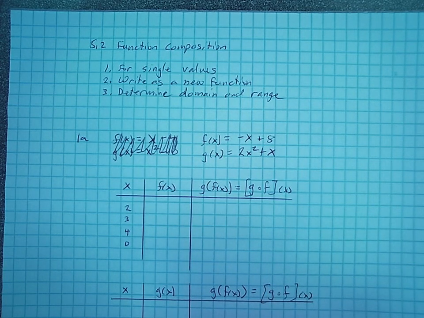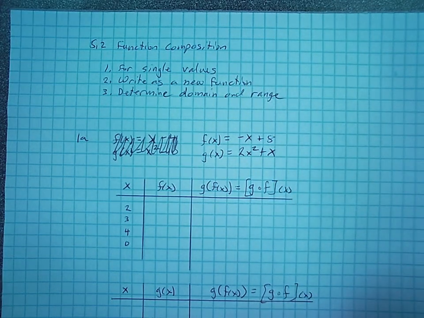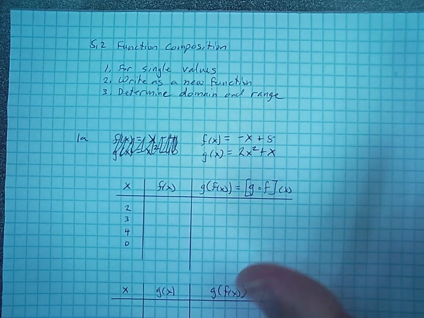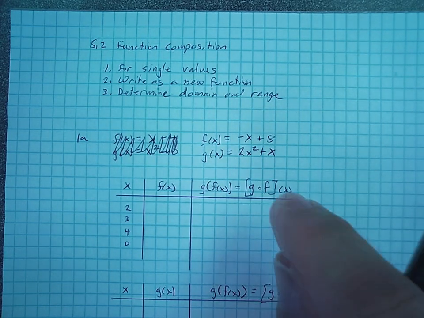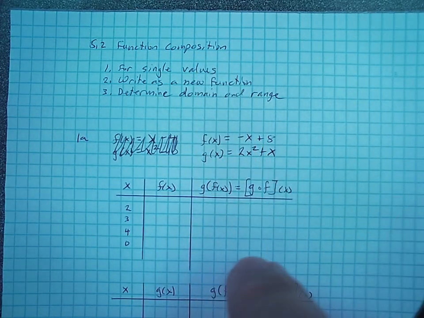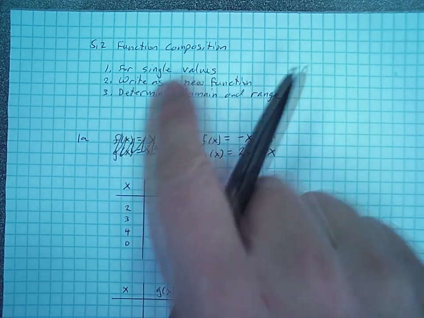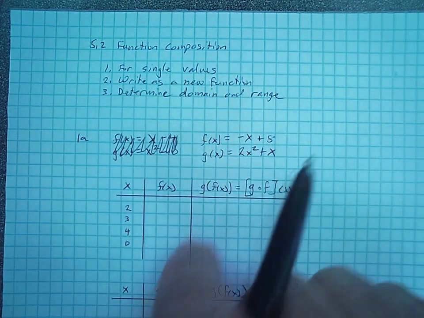Welcome to 5.2. We are going to do function composition today. The last lesson we did was function operations, where we took two functions and added them together or subtracted them or multiplied or divided. Today, though, we're doing composition, which combines two functions but in a slightly different way. We're going to look at it in a table form, like for single values, how do you evaluate composition?